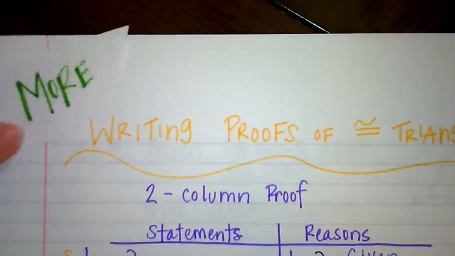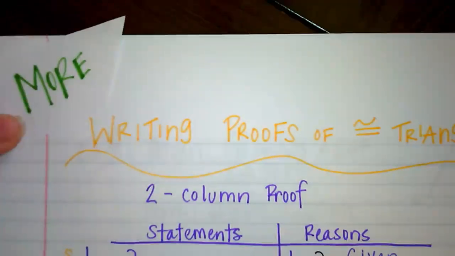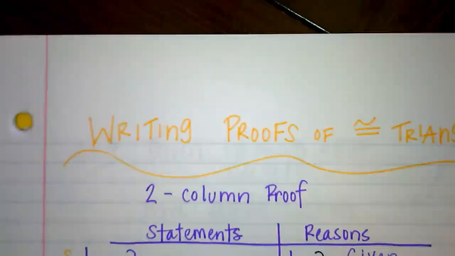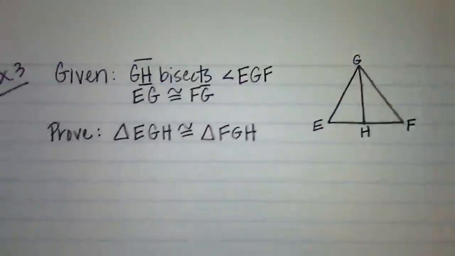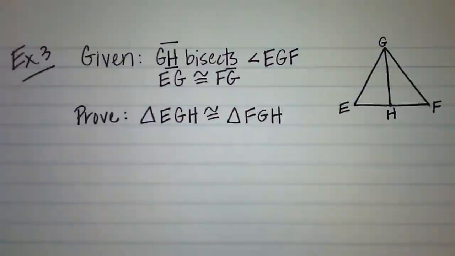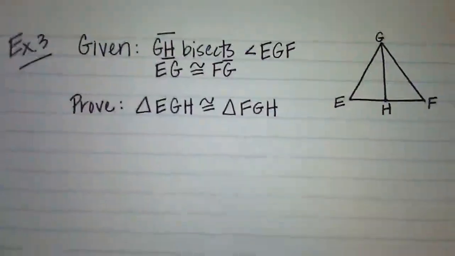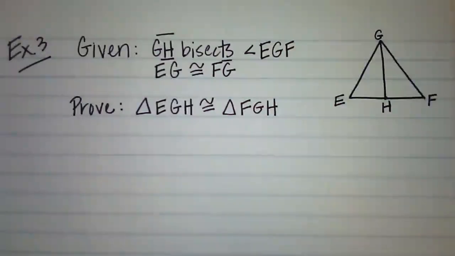All right, so we're going to do more triangle proof examples. I have two more examples, so I'm going to pick up on number 3. And again, I already wrote this out just to save some time. So if you will pause your video so you can get that written down, and then you can continue.